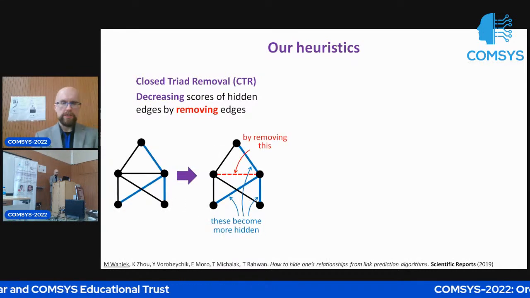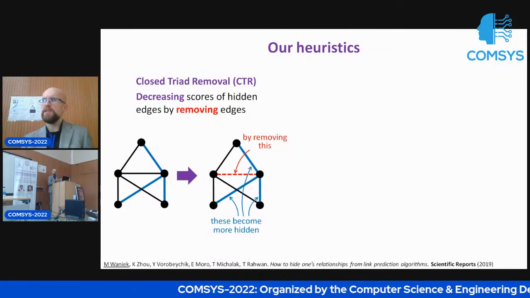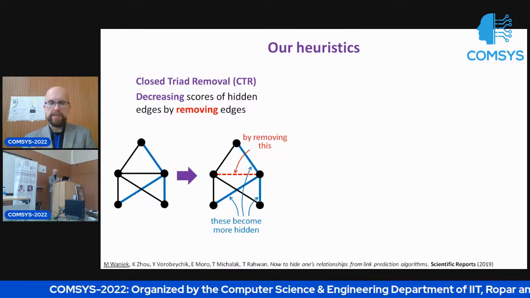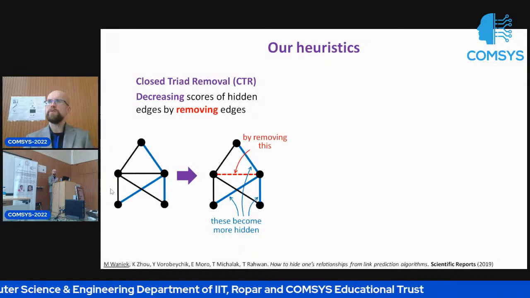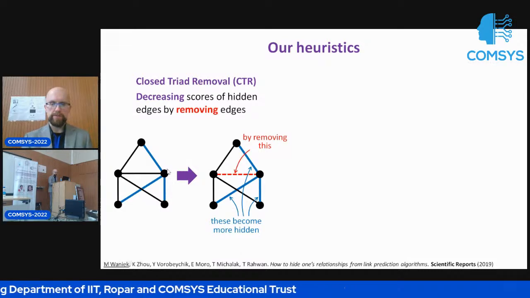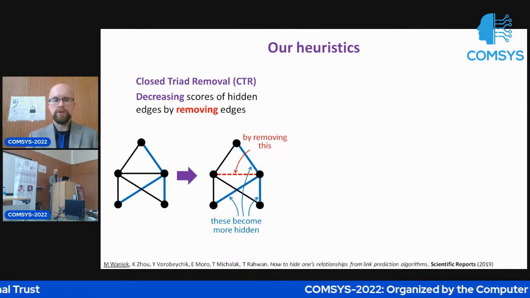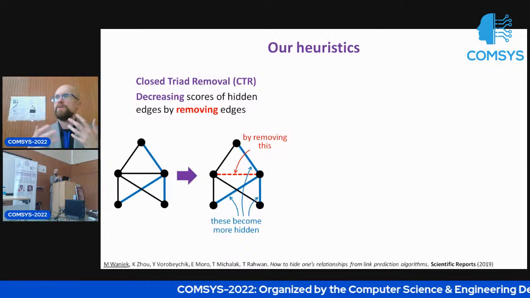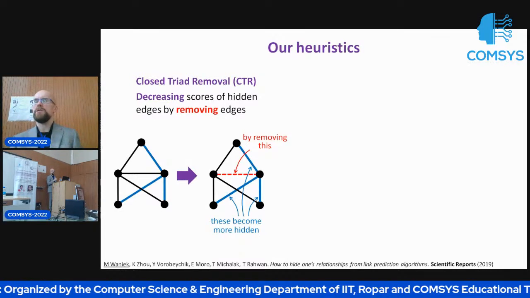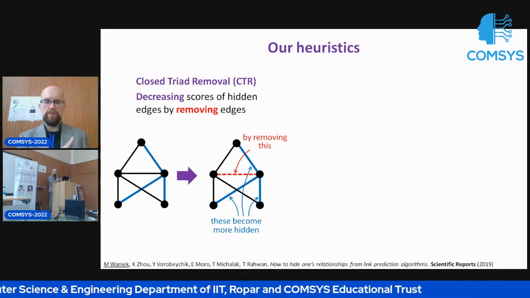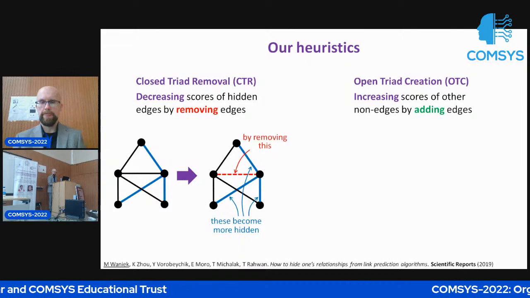In the first one, we remove edges that are parts of many closed triads. In network science, a triad is just a triangle in the network. By closed triads, we mean triads which have two edges that are visible to the seeker, the two black edges, and one edge that we want to hide. And what actually happens here is that by removing this one edge, all of these three pairs of nodes suddenly lose a common neighbor. So by removing this one edge, we remove one common neighbor from all of these three hidden edges. That's why they are getting more hidden.